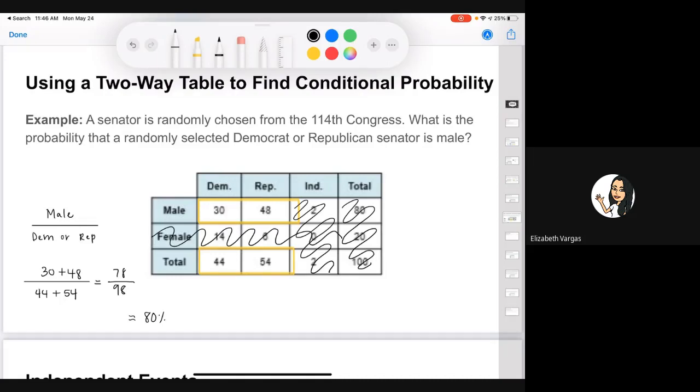Okay, so given the probability that I stated in the word problem, then I know what to look for in my table.